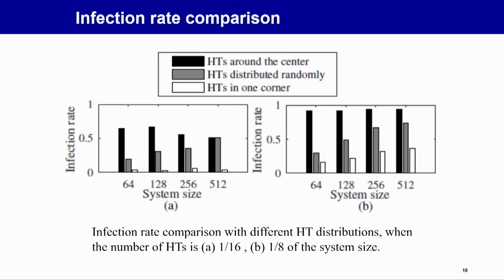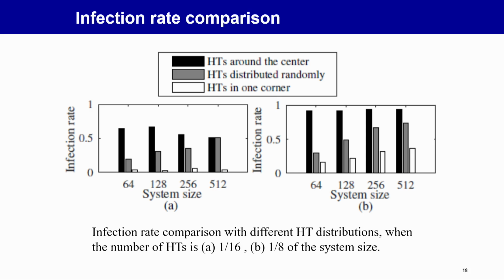Okay, so infection rate comparison. Like I said, hardware trojans are around the center, distributed randomly, or in one corner. Let's first look at one system, these 64 cores. What will be the infection rate? You can already guess: if hardware trojans are in the center, it will be highest, and if they are in one corner, it will be the lowest. If randomly distributed, it will be somewhere in the middle.